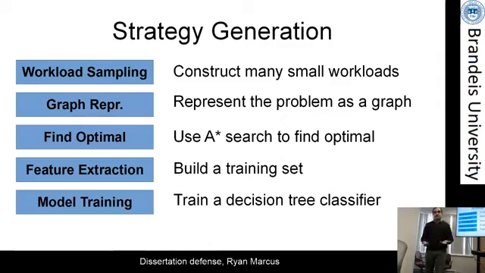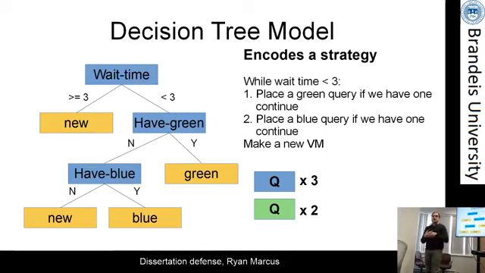And these decision trees look something like this. So the details aren't super important, but basically what this decision tree says is, if the last virtual machine I created has a wait time of less than 3 minutes, and if I have a green query, then I should place my green query onto a virtual machine. If I don't have a green query and I have a blue query, then I should place the blue query onto the virtual machine. So this tree encodes the strategy that I've written in kind of pseudocode on the right.